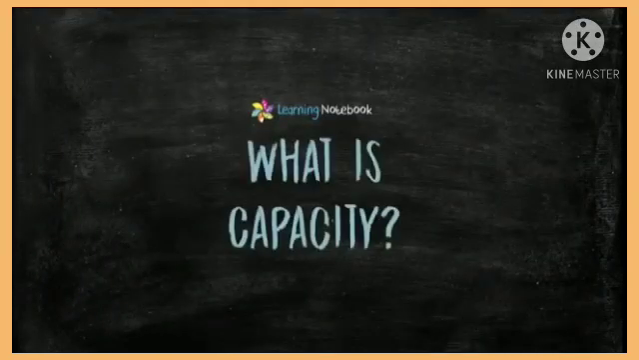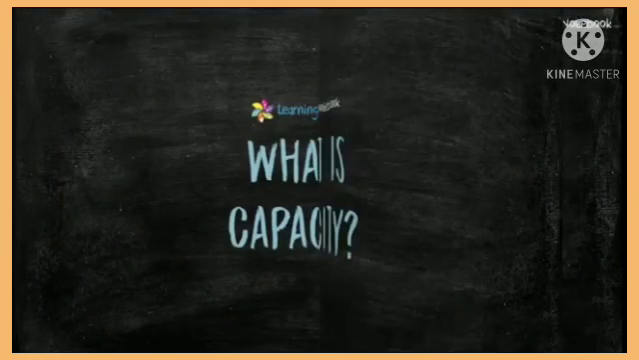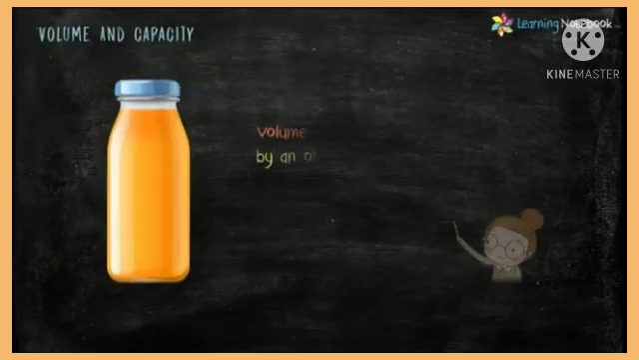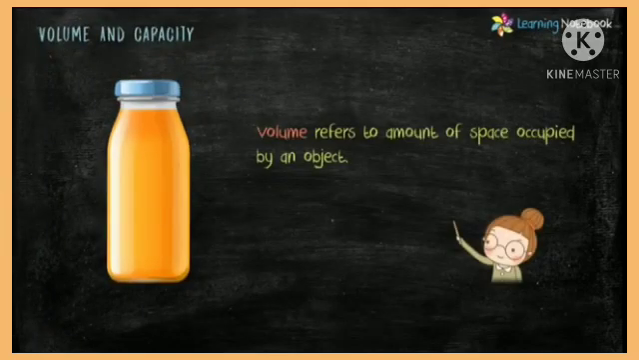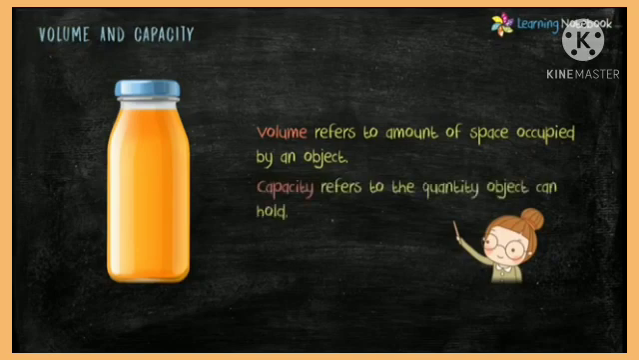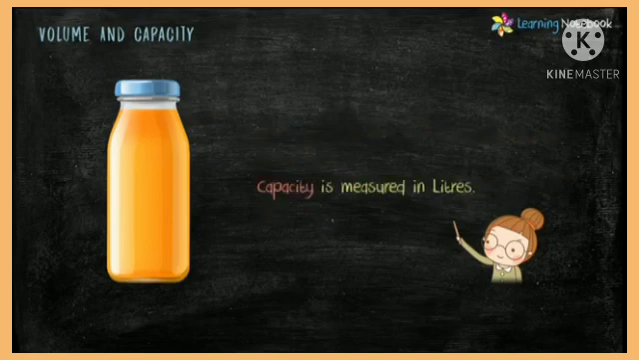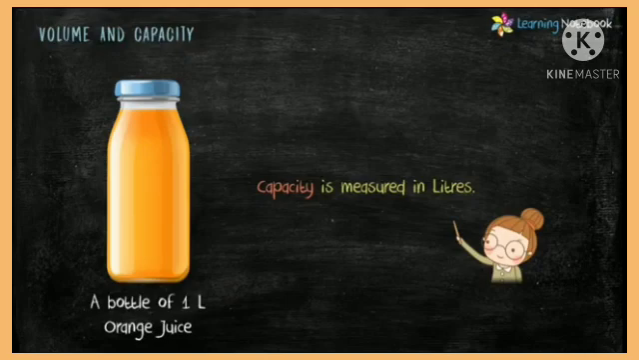Now, let's understand what is capacity. We have just learned that volume refers to amount of space occupied by an object. Students, capacity and volume are closely related. Capacity refers to the quantity object can hold. Capacity is measured in liters. For example, this is a bottle of 1 liter orange juice. This means the capacity of this bottle is 1 liter.